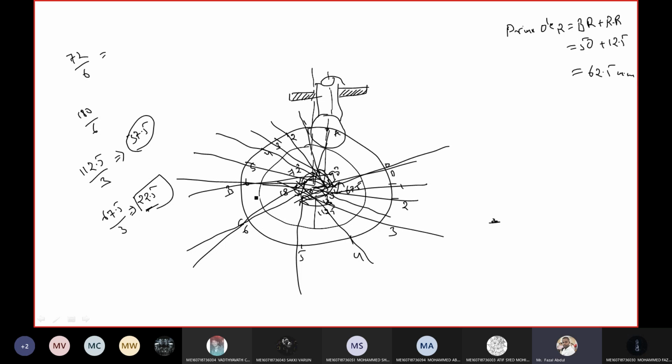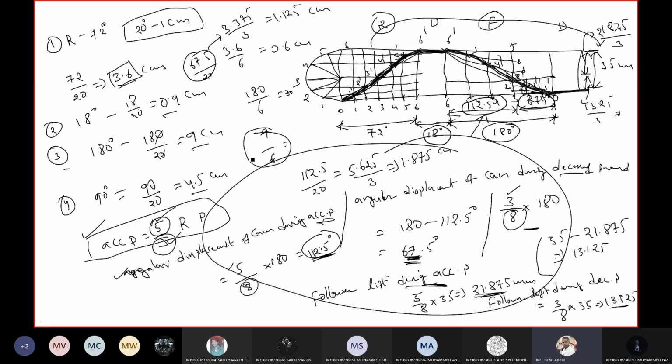Like this, draw the tangents through these points on the prime circle, and after drawing the tangents, shift this first point along this line, the second point along this line. Shifting means here is the first point; I am shifting this point along this line, the second point along this line, the third point along the same line, the fourth point along this line. The value you will obtain from the displacement diagram.